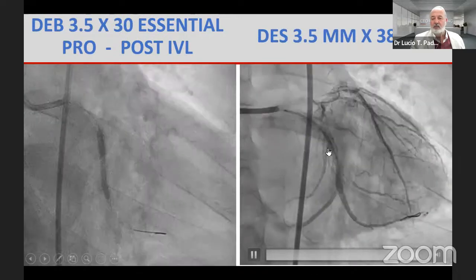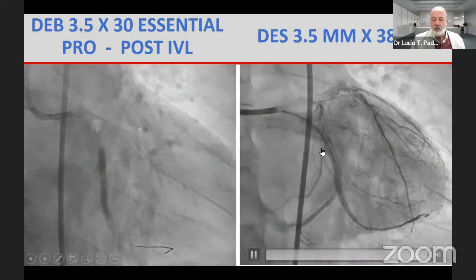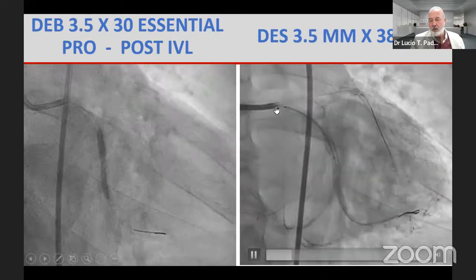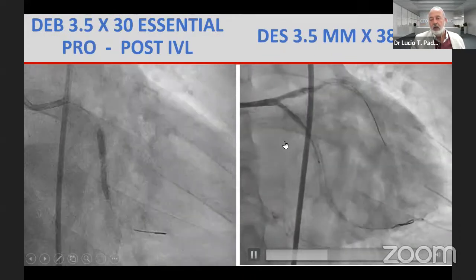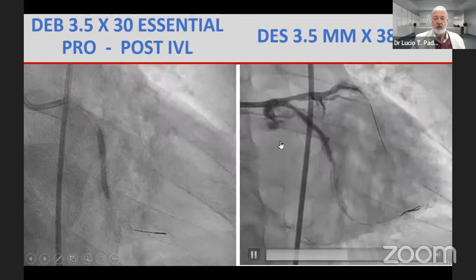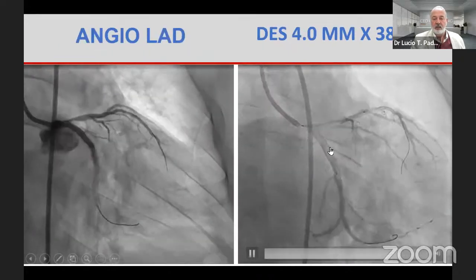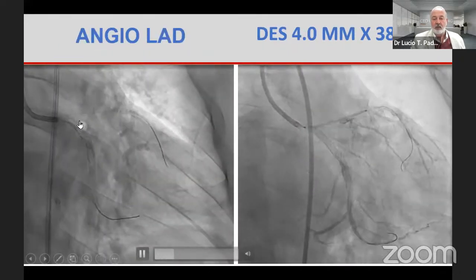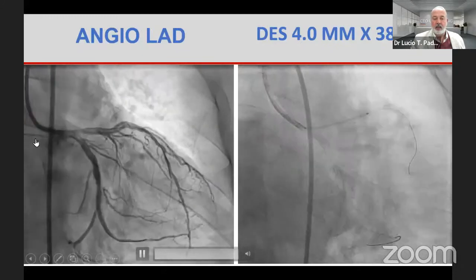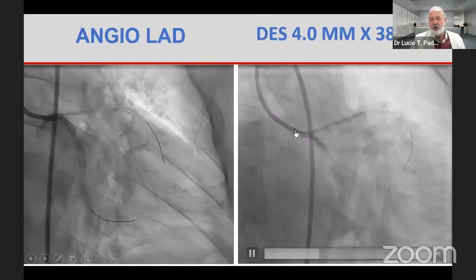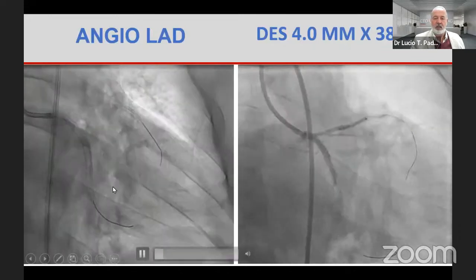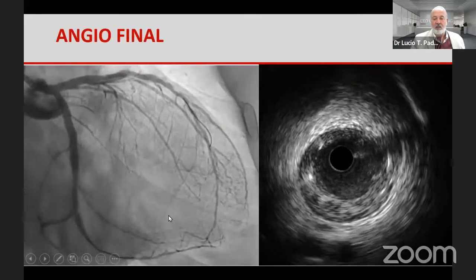Can we leave this with DEB, or do we need to put another stent to cover the ostial lesion and the interstent lesion? So I did that. I don't know if it's okay or not. This is the result with some plaque in the LAD. So I did IVUS. It was severe. I put a stent from left main to LAD. And this is the final result.